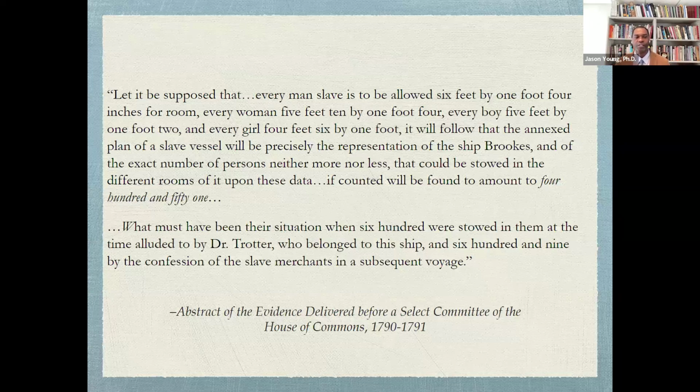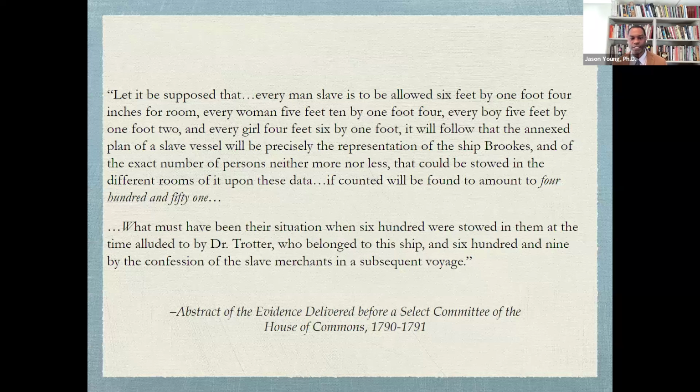It will follow that the annex plan of the slave vessel will be precisely the representation of the slave ship Brooks, and of the exact number of persons, neither more nor less, that could be stowed in the different rooms of it upon these data, if counted, will be found to amount to 451. And so reading the plan of the slave ship Brooks and then dividing that space, the Parliament finds that one can have no more than 451, that the maximum capacity of captive Africans on this ship is 451. What must have been their situation when 600 were stowed in them at the time, alluded to by Dr.